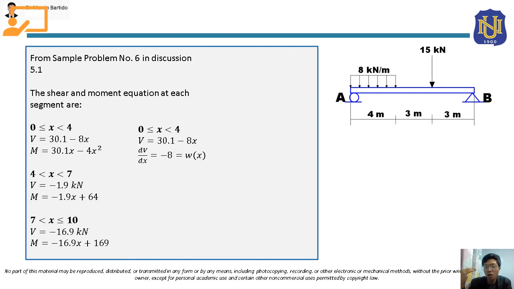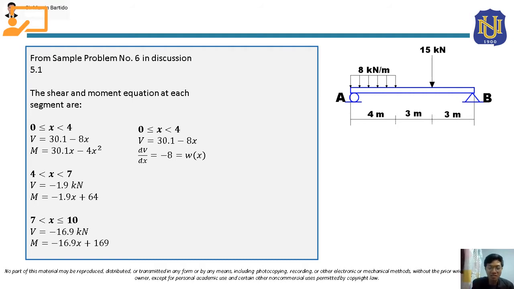So from here, class, this proves that the relationship of the derivative of V, or shear, with respect to x is equal to the loading. So this negative 8 is actually the intensity of the loading, and it is negative again because the loading here is downward. So class, this proves that this relationship really works. Again, dV over dx is equal to w of x.